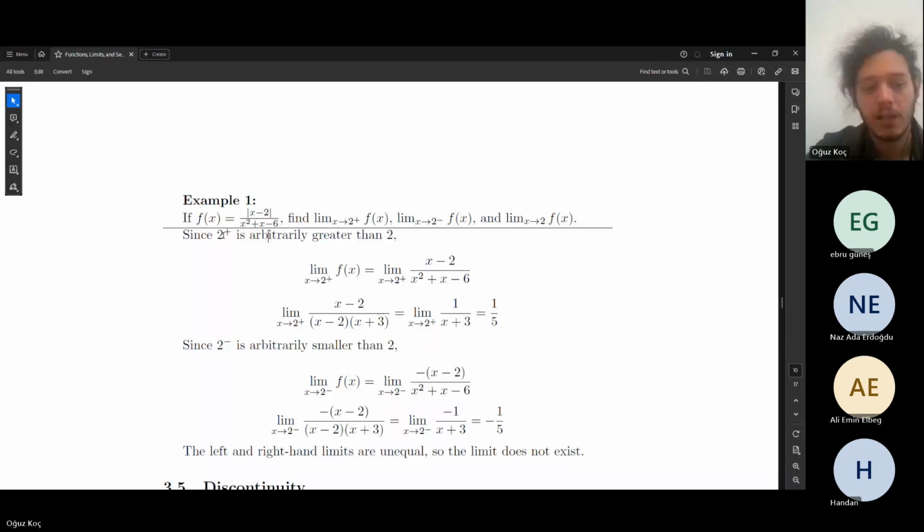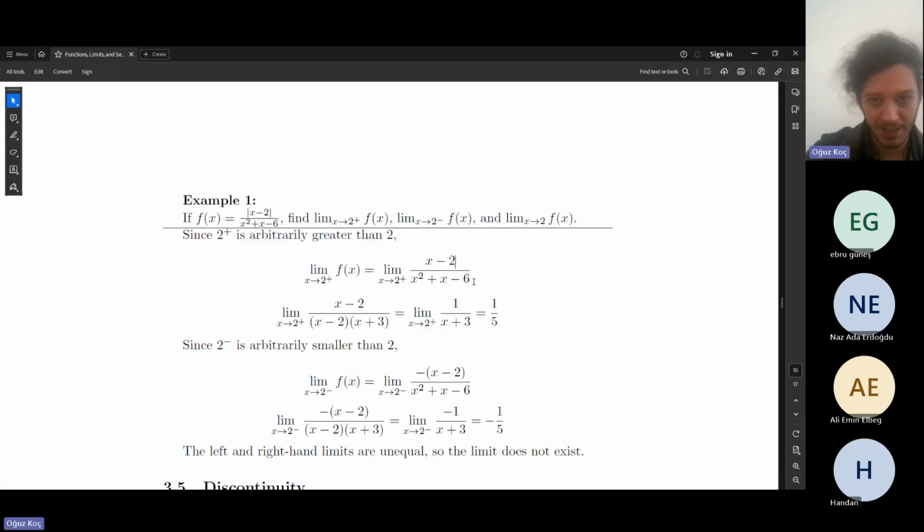Therefore, when we look at the limit at 2 from the right-hand side, we define it as a value greater than 2 with an arbitrarily small addition. You can think of it like 2.00001, which is greater than 2, and it causes this absolute value to be positive. Therefore, we can take this part out as positive from the absolute value, and we can write it like this: x minus 2 over x squared plus x minus 6.